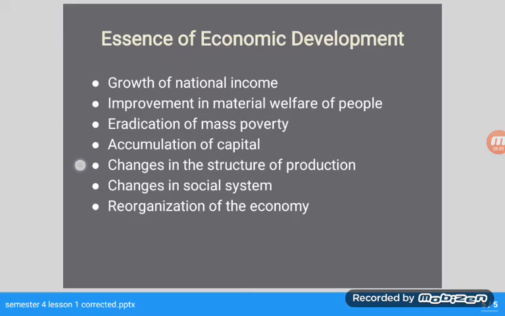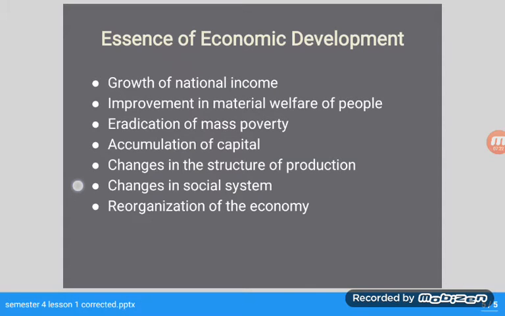By this we mean that the industrial output rises as compared to agricultural output, and all kinds of production become commercial. Life becomes more dependent on the use of machinery both at homes and in offices. Second last one is changes in social system. Now by changes in social system, let me give you an example of Pakistan.